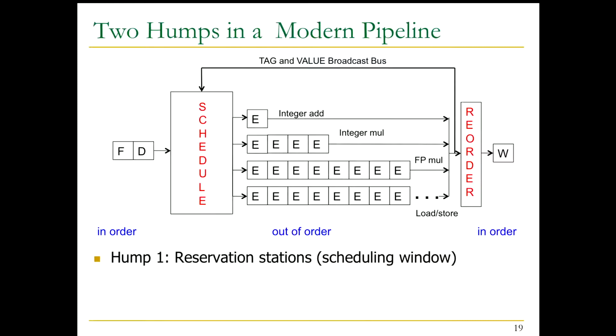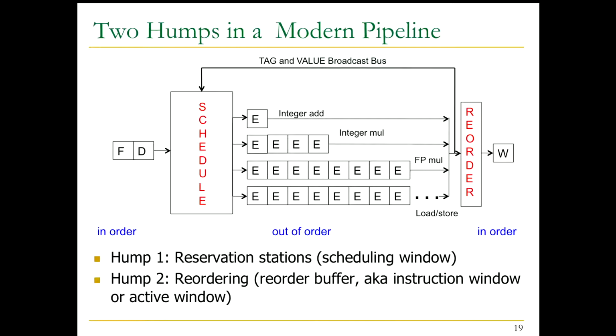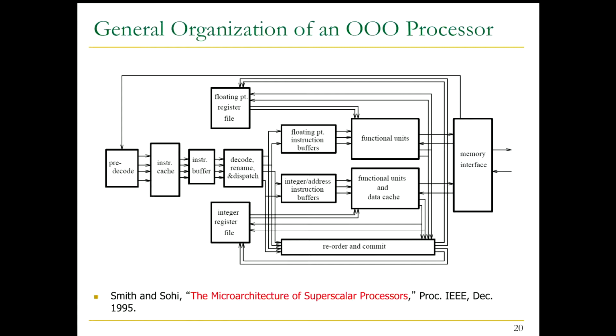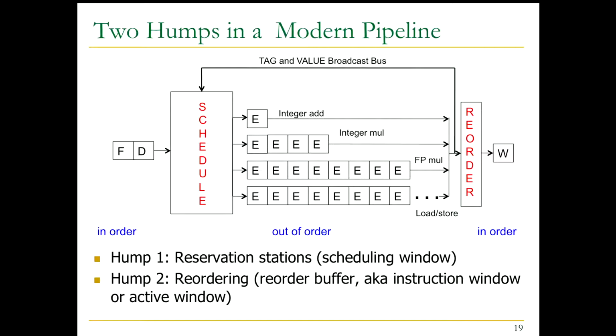And then after execution, you have this reorder buffer. You do the reordering. We've seen that already. This is also called an instruction window or an active window. This basically has all of the instructions that are decoded, but not yet retired, not yet finished. And when you execute an instruction, it broadcasts its tag and value over here. And this is from your reading. It's more complicated than this, of course, but I like my picture because it just emphasizes the key points over here, right? Schedule and reorder. This is the out-of-order part, and this is the von Neumann part, if you will. Or if you think about it, this is the data flow part, and this is the control flow part over here. Tomasulo's machine looked kind of like this.